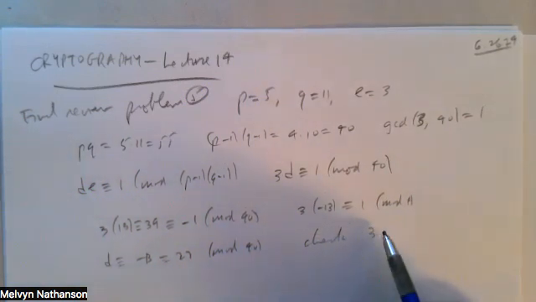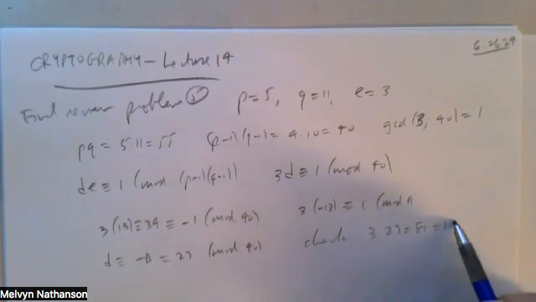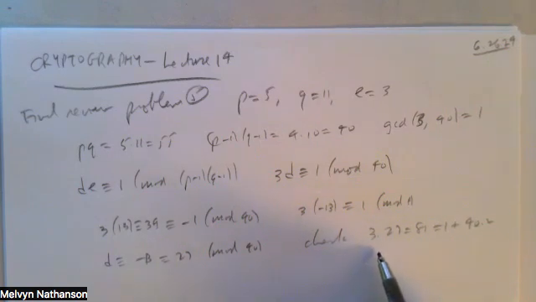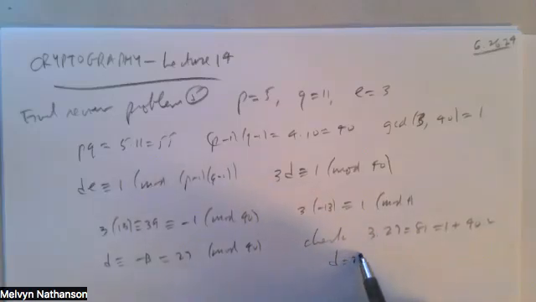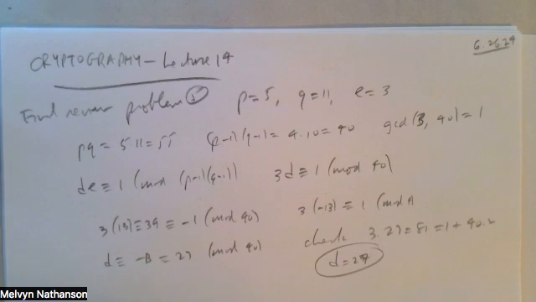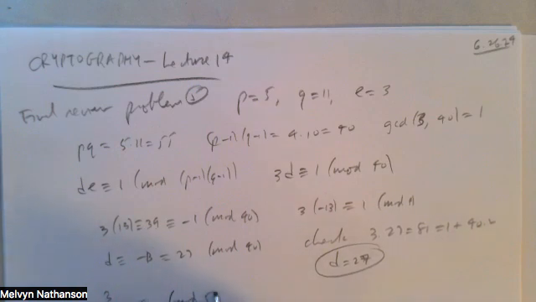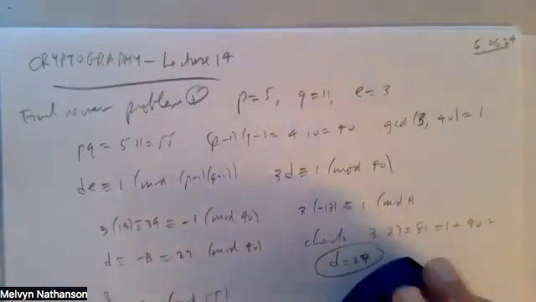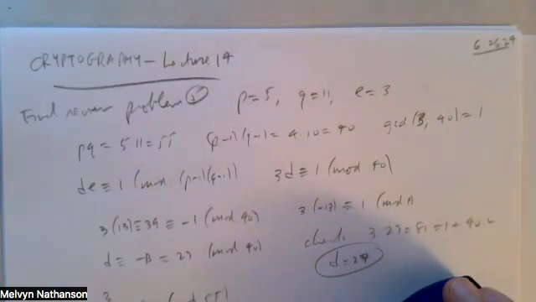And you can check 3 times 27 is 81, which is 1 plus 40 times 2. So D equal 27 is the smallest positive solution. And then you want to find the smallest positive integer x. You want to find x such that x cubed is congruent to 52 mod 55. So there's a hint that says, look at proposition 3.5.